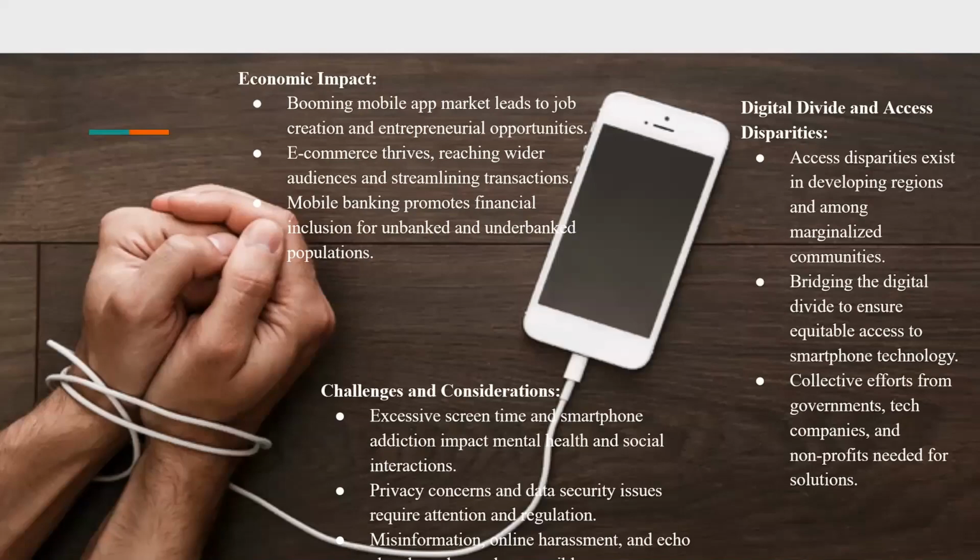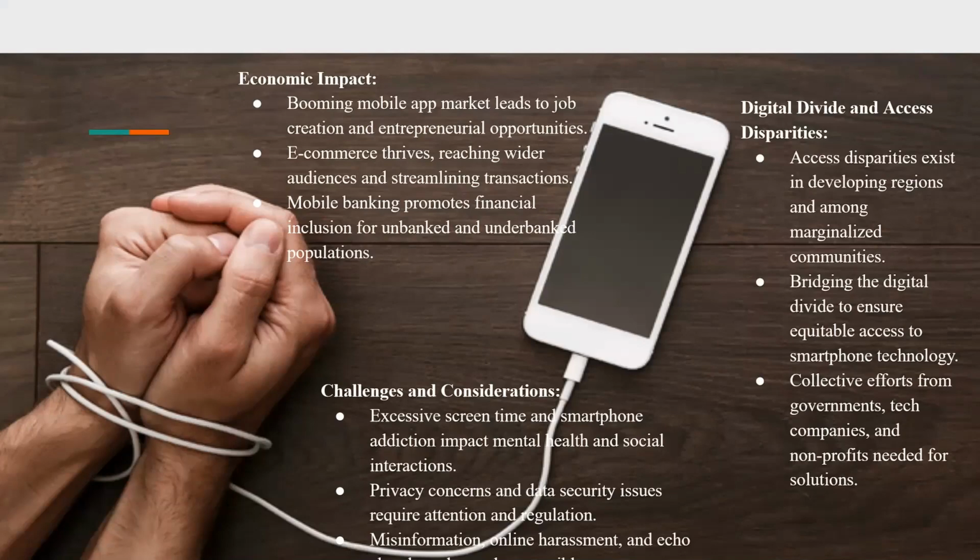Smartphones have also had a significant impact on the global economy. The mobile app market has boomed, leading to job creation and entrepreneurial opportunities for developers and tech enthusiasts. E-commerce has thrived, allowing businesses to reach wider audiences and streamline transactions. Additionally, mobile banking has provided financial services to unbanked and underbanked populations, promoting financial inclusion.